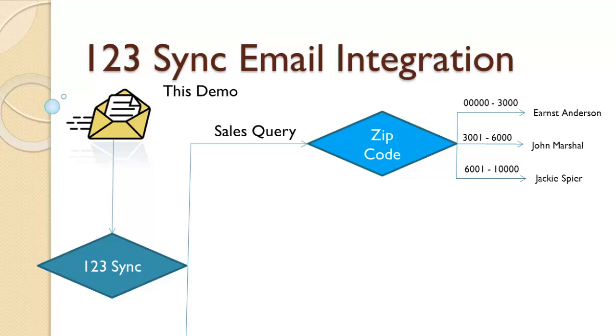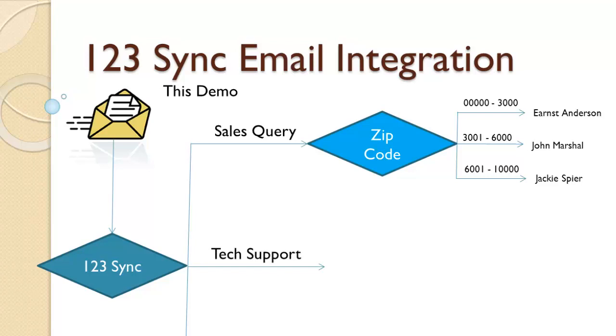So if the zip code is between 0 and 3000, we give it to Ernst Anderson. If it's between 3001 and 6000, we give it to John Marshall. Between 6001 and 10,000, we give it to Jackie Spear. So each individual gets their sales lead depending on a zip code. Of course, this can be changed by you on the settings.